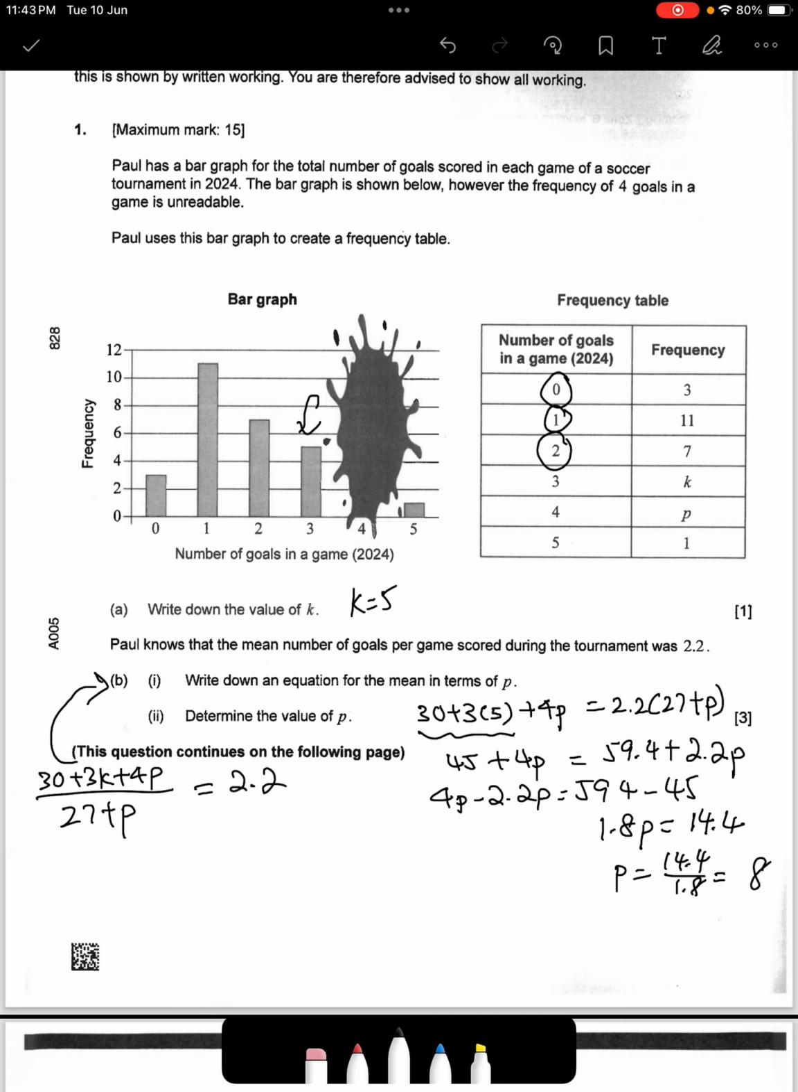So we do know that K was 5 and P would be 8. Okay. So to find the median, if we add up the frequencies, 3 plus 11 is 14, plus 7 is 21, plus 5 is 26, plus 8 is 34, plus 1 is 35. So we got a sum of 35.